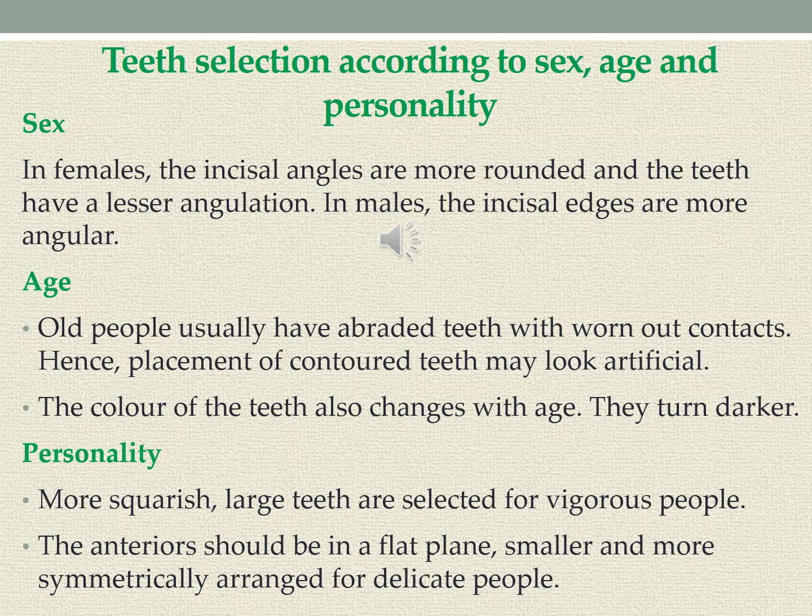The color of the teeth also changes with age and they turn darker, so selection of bright teeth will look artificial and people will know that these patients are having dentures or artificial teeth. The personality of the patient should be reflected in their teeth. So more squarish, large teeth are selected for vigorous people, while anteriors should be in a flat plane, smaller and more symmetrically arranged for delicate people.